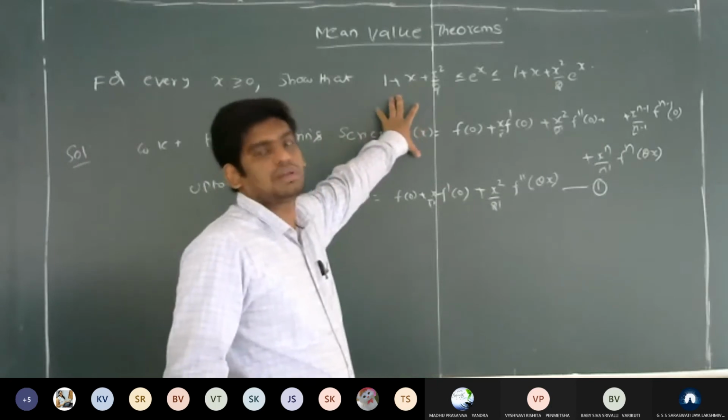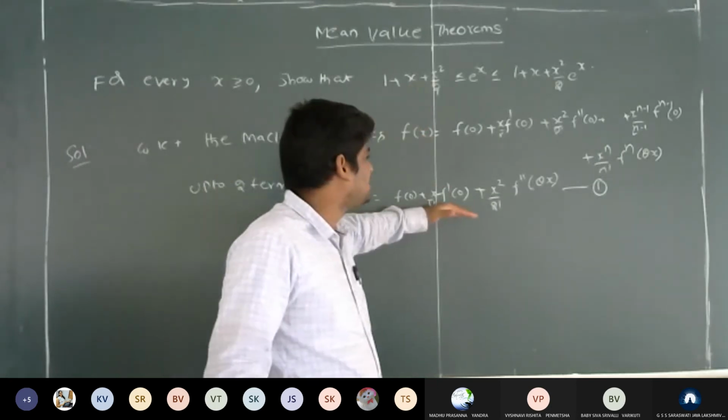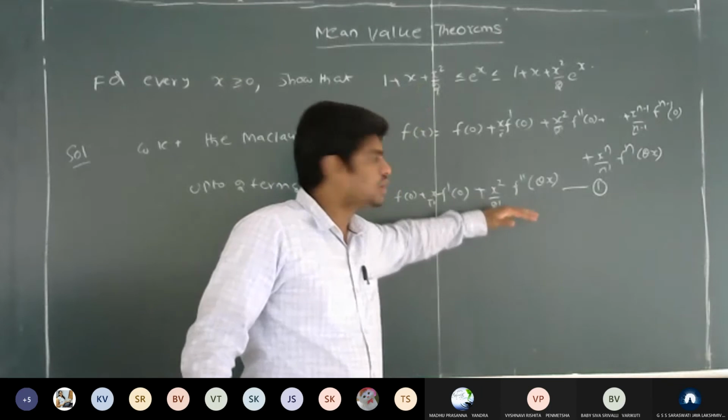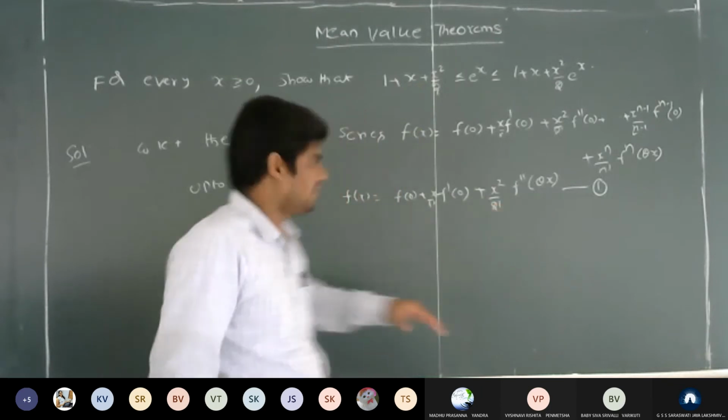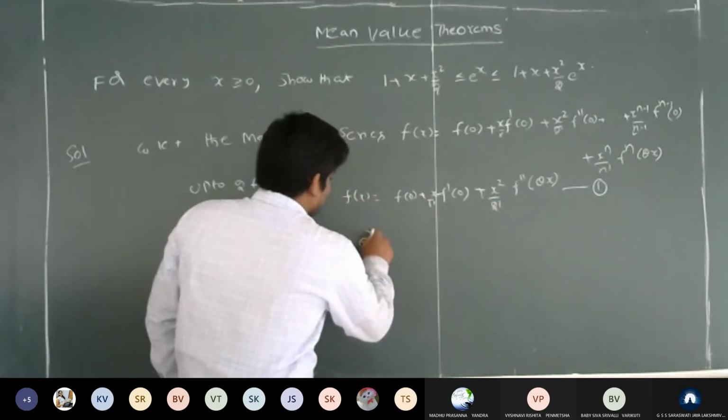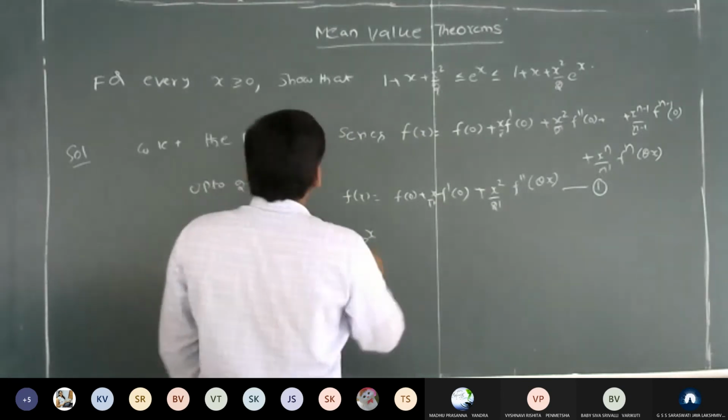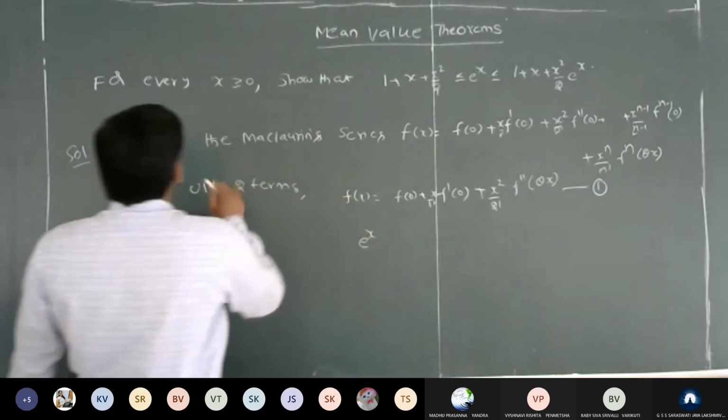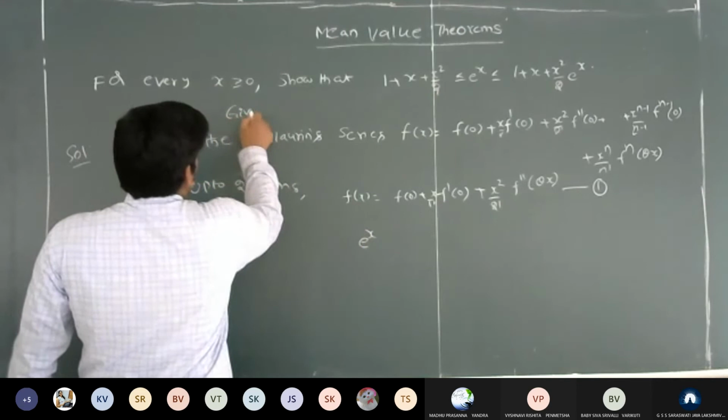This is the required Maclaurin series based on the given question. So here we are forming the Maclaurin series up to 2 terms. It is one of the very important steps. Here what is f of x? f of x is e power x. So that is given, otherwise write down: given that f of x is equal to e power x.